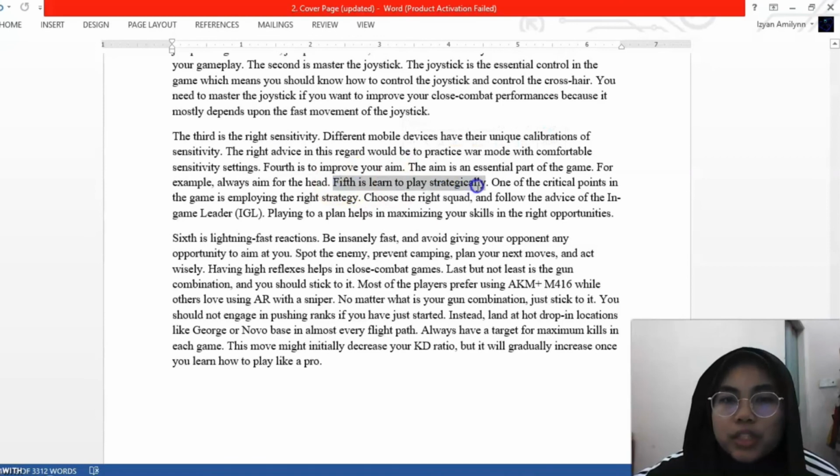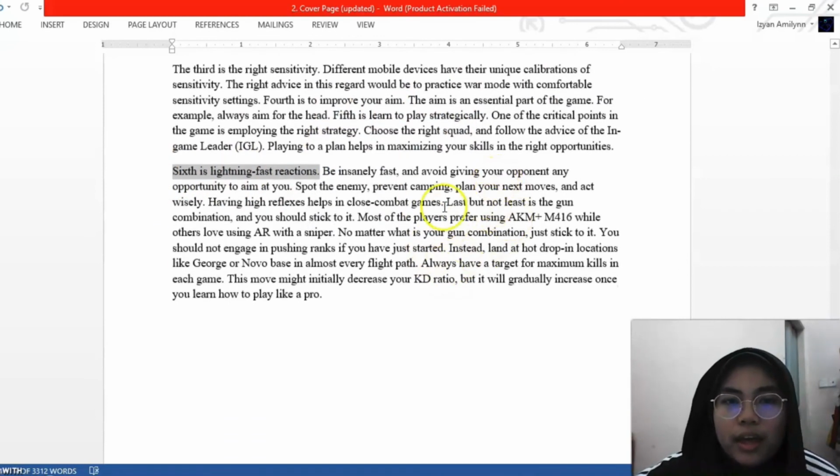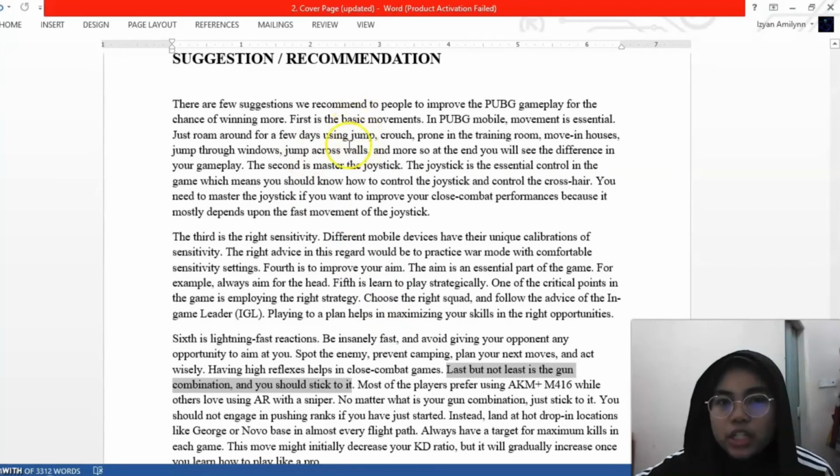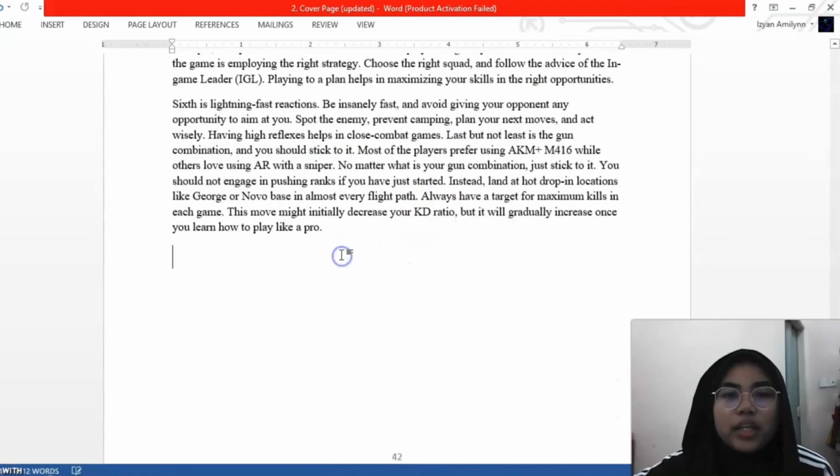Fifth is learn to play strategically. Sixth is lightning fast reactions. And last but not least is the gun combination you stick to. So there are 7 recommendations from us to people to improve their PUBG gameplay. I think that's all from me.